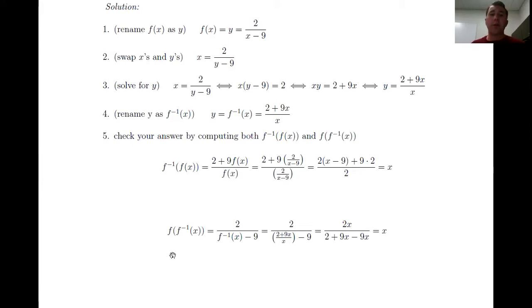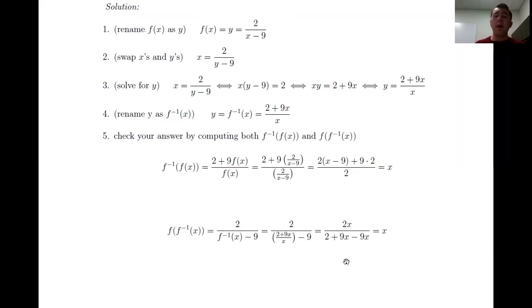The other half is that we must compute f of f inverse of x. So that means in f of x, which we had in step 1, we need to substitute f inverse of x in for x anywhere you see x. And there's only one x that we see in f of x. It's just 2 over x minus 9. So for that x, I substitute in f inverse of x. f inverse of x we had found in step 4. It's right here. So I have 2 divided by a fraction 2 plus 9x over x minus 9.